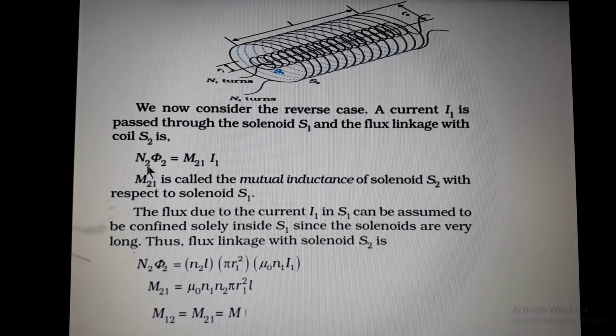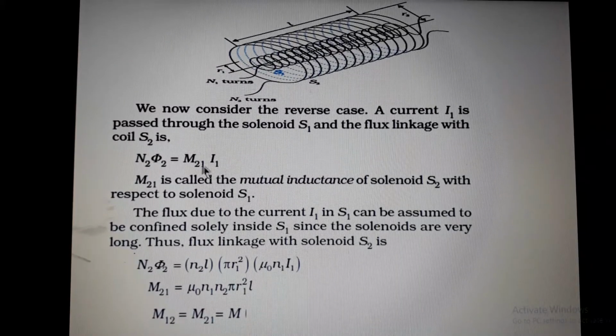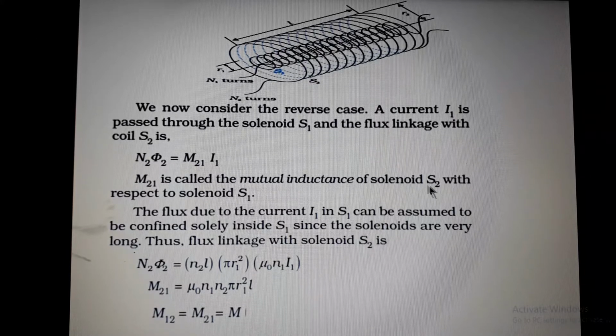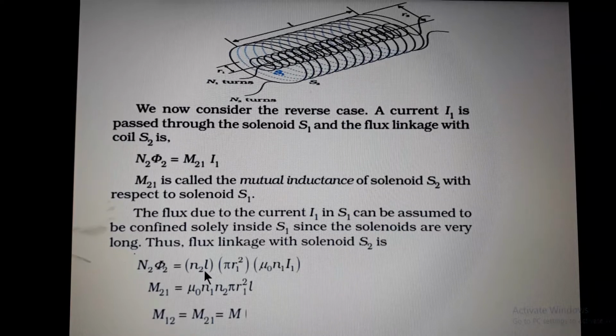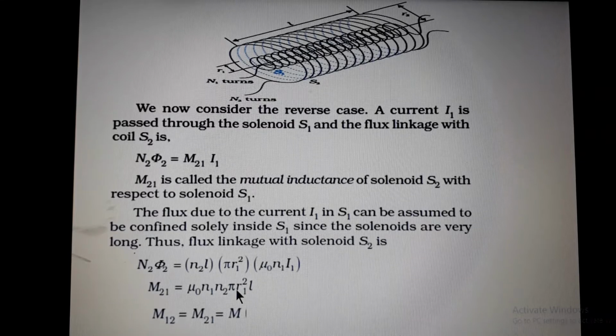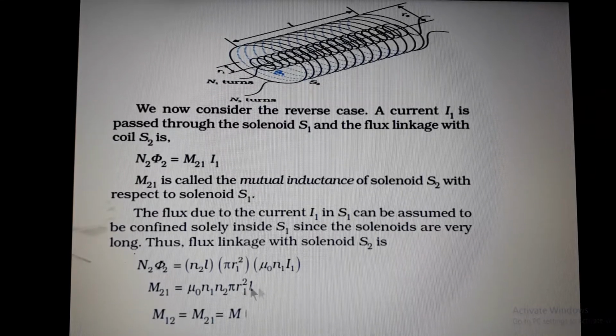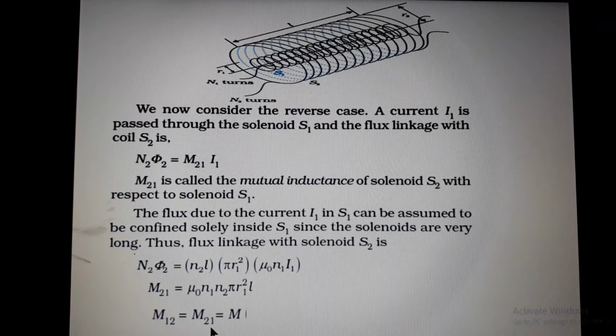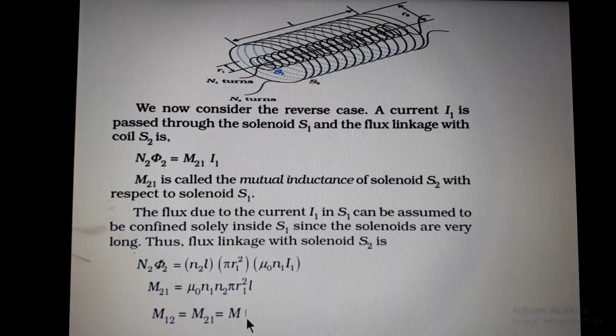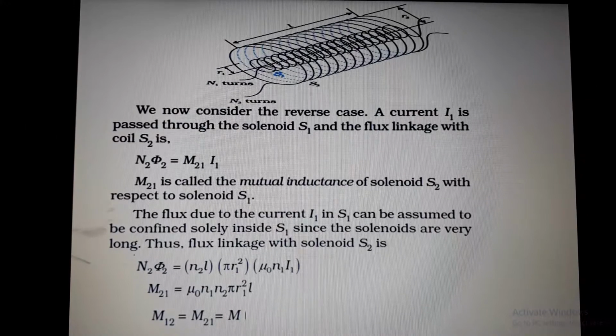Just understand N2 phi2 equal to M21 I1, where M21 is equal to mutual inductance of solenoid S2. Again the same, area means pi r square, again here mu0 N1 I1 and N2 into N, because here the number of turns is N2, so here N2 into N. So N2 into phi2 is equal to this one. Now just multiply these equations. Again compare. Okay, now if you compare M12 and M21, both are the same. So here M12 is equal to M21 is equal to capital M, the mutual inductance. So this one is the mutual inductance.